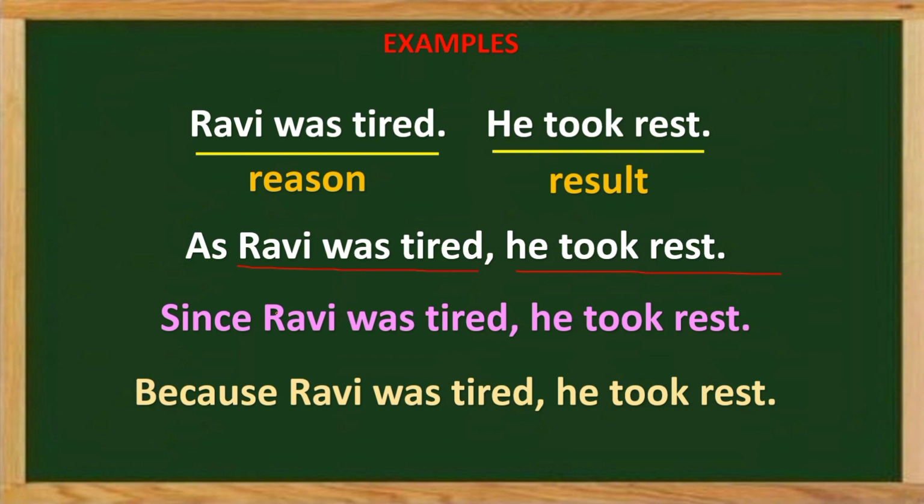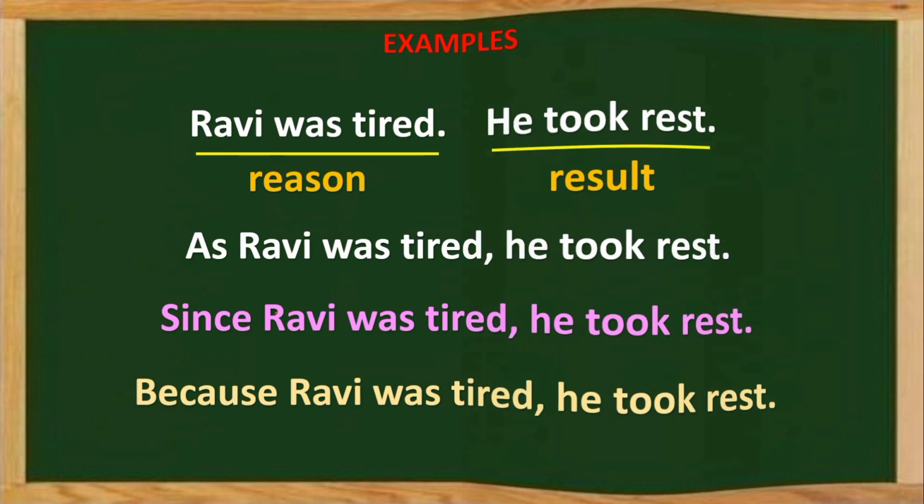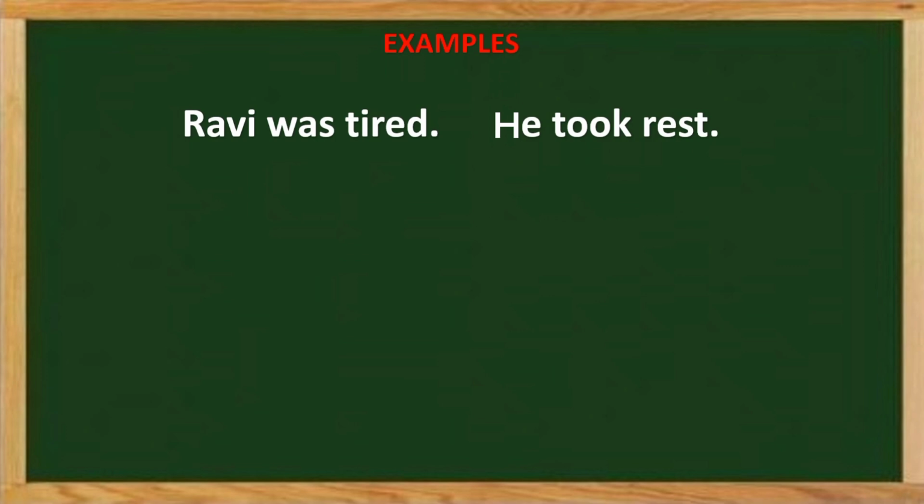So we use as, since, because to give reasons. Because here we wanted to say why Ravi took rest. So I wanted to convey the reason for taking rest, and we wrote like this. So here we used as, since, because in the beginning of the sentences. Now let us see how to use them in the middle of the sentences, in between the sentences.